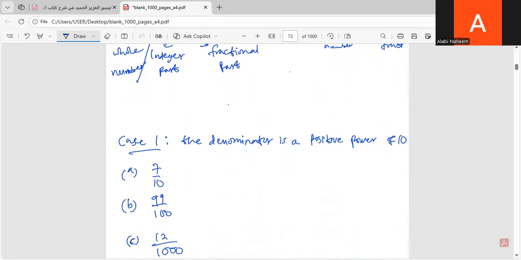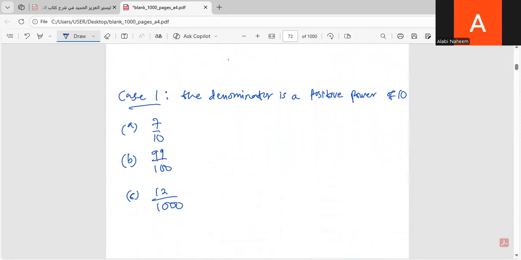So there are three cases. Case one is when the denominator is a positive power of 10. That is, the fraction you want to convert to a decimal has a denominator that is a positive power of 10. What do you mean by that? Numbers like 10, 100, 1,000, 10,000. Those are positive powers of 10. This is the easiest case. It is very easy to divide a number by a positive power of 10.